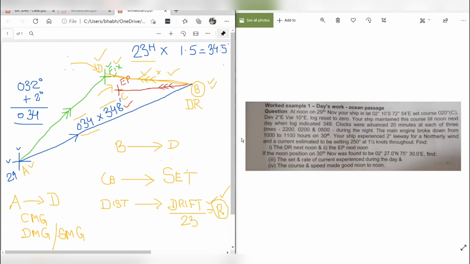Okay, beta, is it all right? Yes, sir. So for DR position, you will apply the leeway. The leeway will be applied.